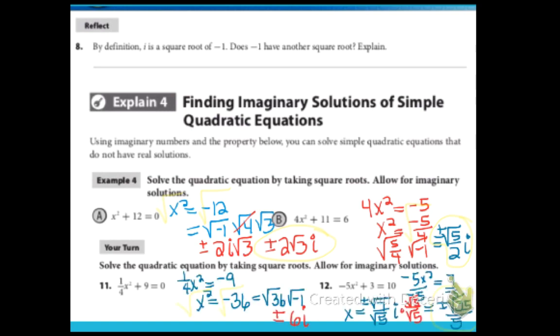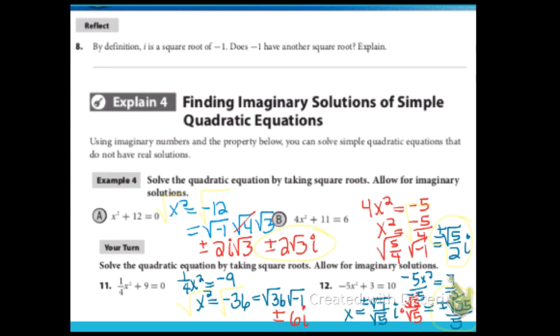Okay, so number 11 was pretty easy. It turned out that we had a negative 36, and so not only did we have the perfect square of 36 in there, but also negative 1, because of course that is a perfect square as well. Its square root is i and negative i. So the square root of negative 36 is plus or minus 6i.